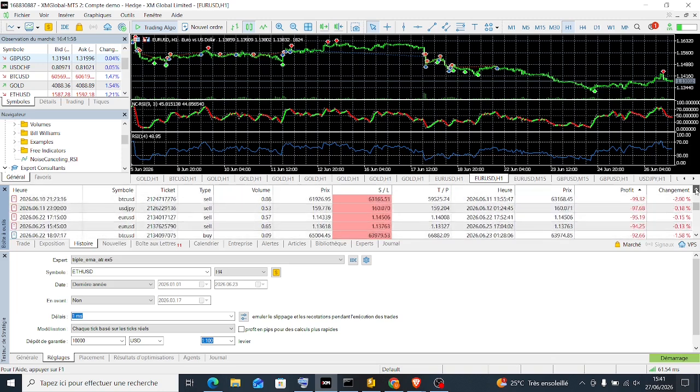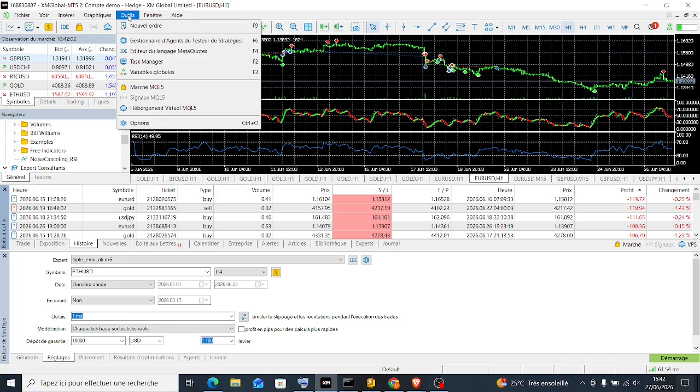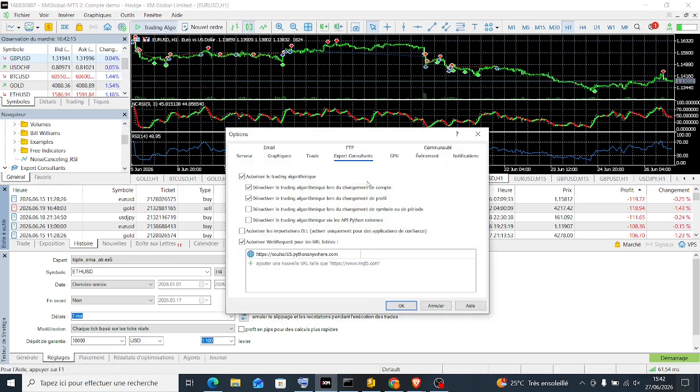Now, before the indicator can validate your license, you need to enable one quick setting in MetaTrader 5. This is crucial. If you skip this, the indicator won't work. Here is exactly what to do. In MetaTrader 5, go to Tools, then Options, or press Ctrl and O. Click on the Expert Advisors tab. Check the box that says Allow Web Request for Listed URL. Click the plus button and add this exact address, https://sowhail15.t.pythonanywhere.com. Click OK.